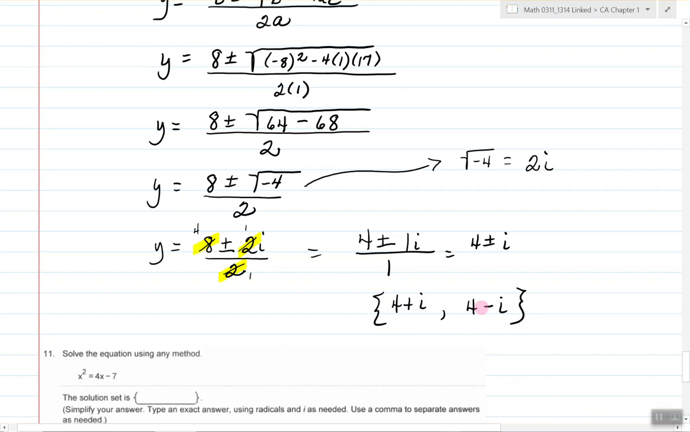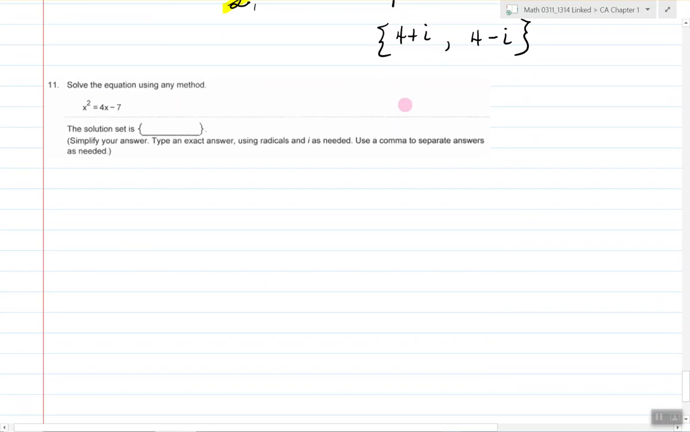Let's look at number 11. What method do you want to use? Well, even though it's not in the right format, I believe I'm going to set it equal to 0, and it's not going to be factorable. I think I'll use the quadratic formula again. So I have x squared minus 4x plus 7 equals 0. I subtracted 4x, it came over here as negative. I added 7, it came over here as positive.